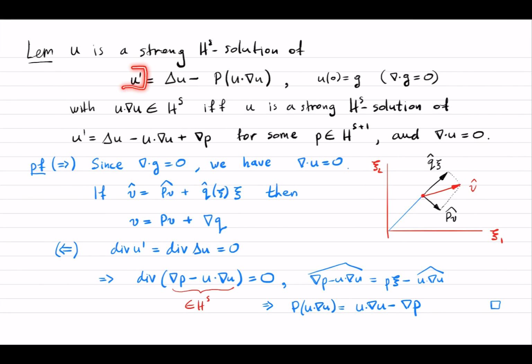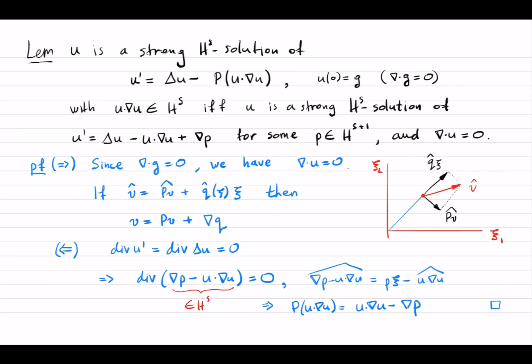So that means the time derivative is divergence free. So if you start divergence free, then U is going to stay divergence free. We have this equation, so basically what this means is we want to find the pressure. Can we find a pressure such that U nabla U minus gradient of P is equal to the Leray projector? That is the question.